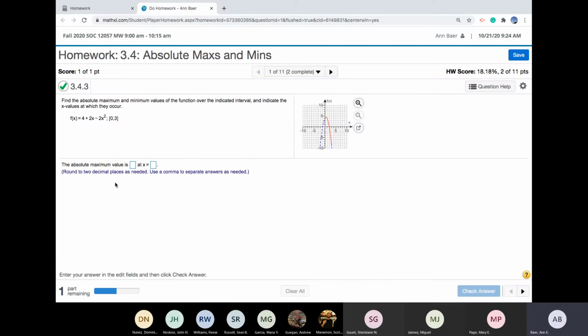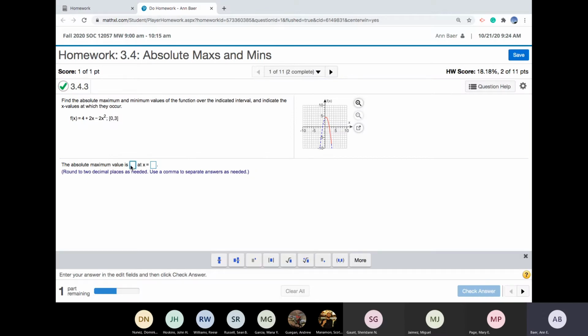The absolute maximum value we think is 4.5. And it occurs at x equals 1/2, which is 0.5. And it says below the boxes here, round to 2 decimal places as needed. So I'm going to put this in as 0.5.